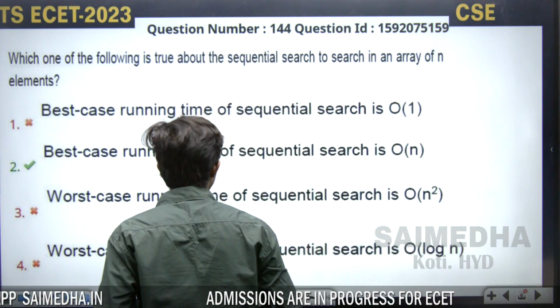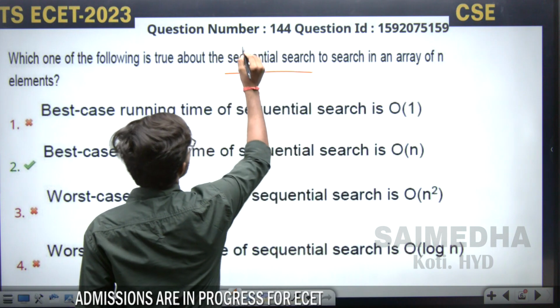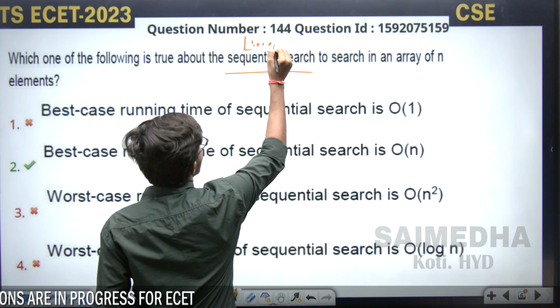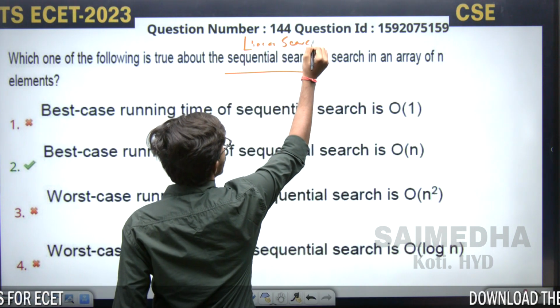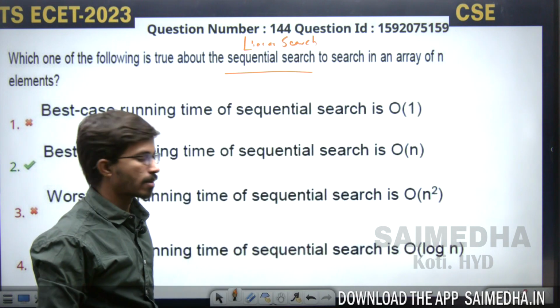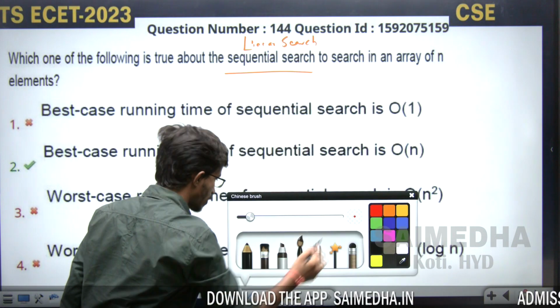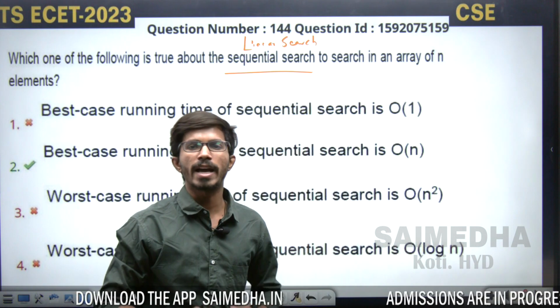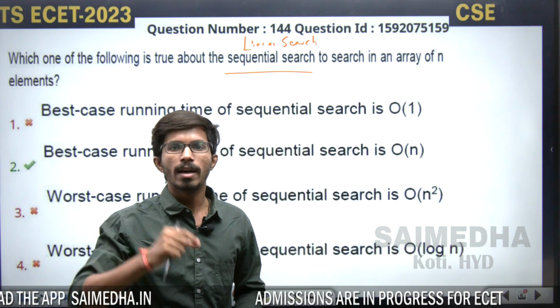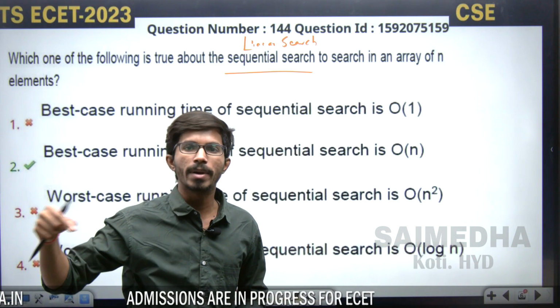Okay, they are asking for the sequential search. What do you mean by sequential search? Linear search. Okay, so we have two types of searching algorithms, mainly linear search and binary search. Let's quickly discuss the linear search. Linear search means searching for an element in a group of elements linearly, comparing element by element.